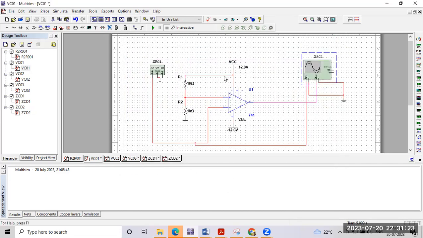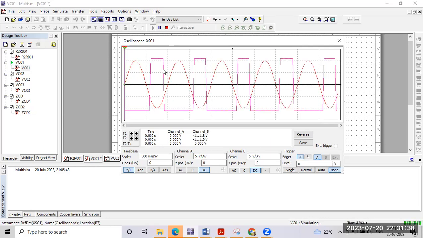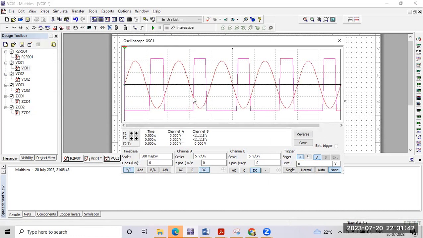This is a positive reference. In case I want a negative reference, just connect this to negative VCC, VEE, sorry. Observe here. Our reference will change from positive to negative. Okay, observe here, negative reference. 6 volts, approximately 6 volts.